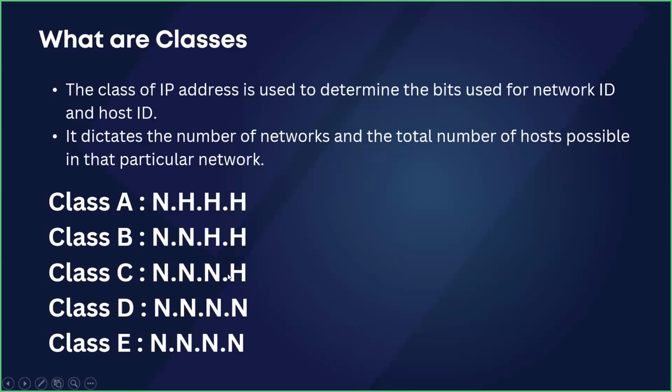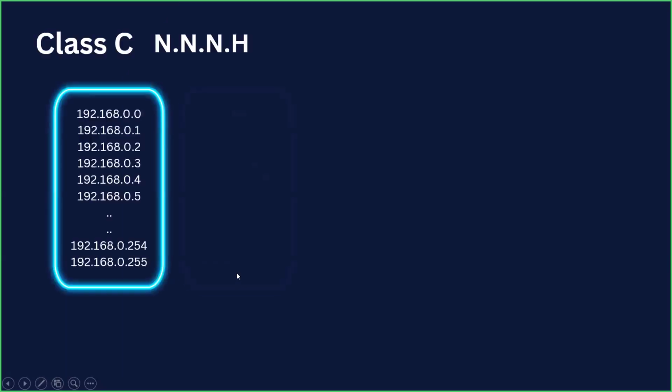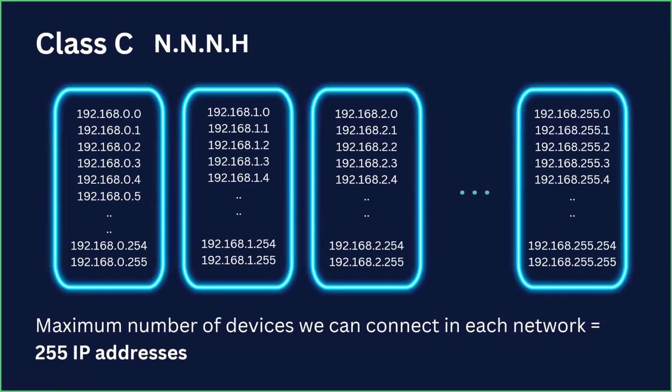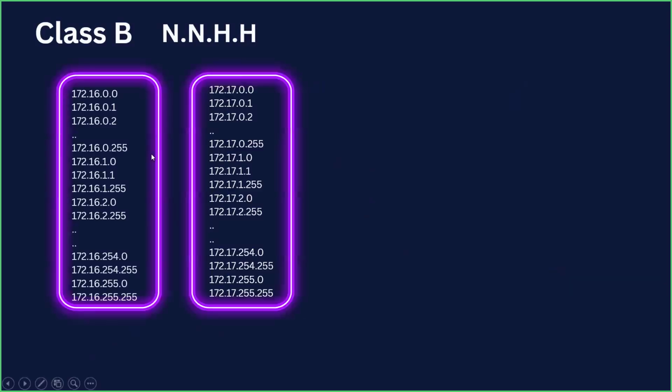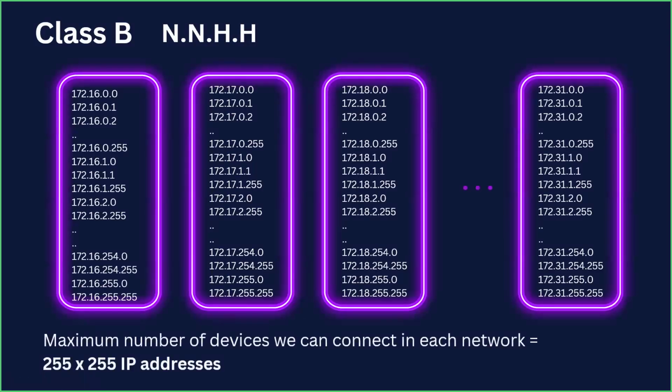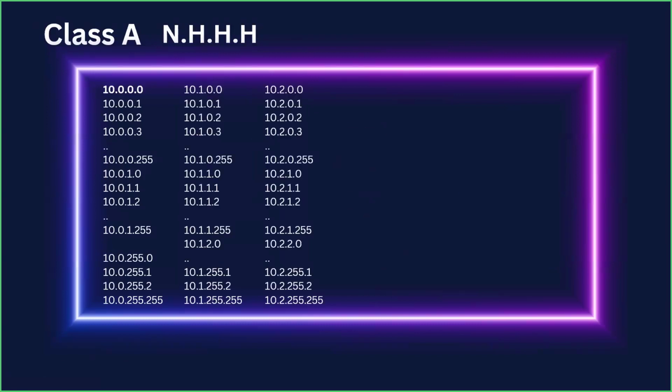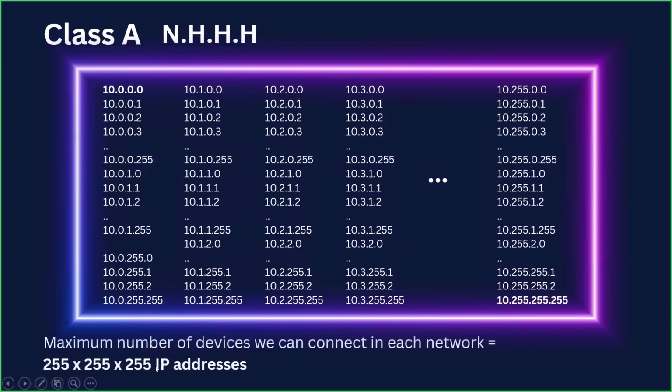So in class C, since you have only 1 host portion, you can connect a maximum of 255 devices, not more than that. In class B, where you have 2 host portions, you can connect a maximum of 255 into 255 devices. And in class A, where you have 3 host portions, you can connect a maximum of 255 into 255 into 255 IPs, the largest of all.